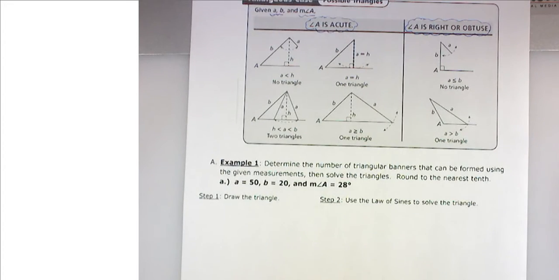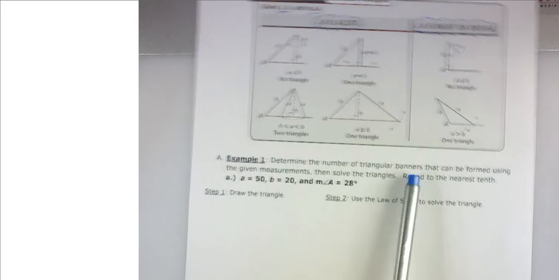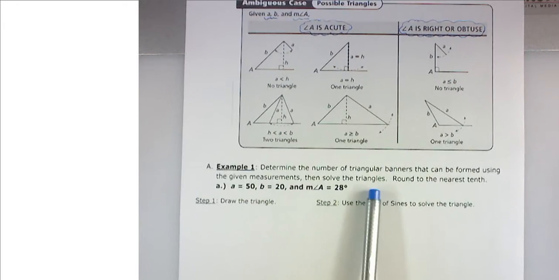So what we have to do is determine the number of triangles. This says determine the number of triangular banners that can be formed using the given measurements, then solve the triangles. We're going to round to the nearest tenth.